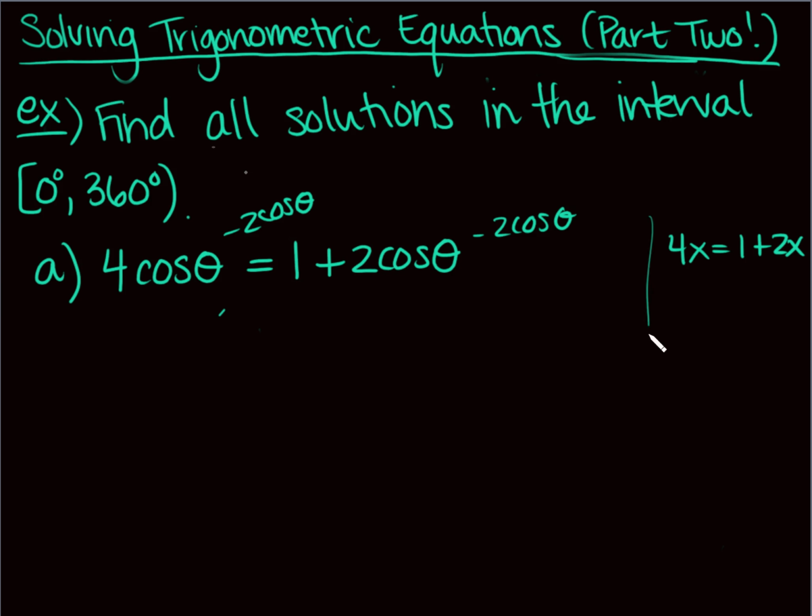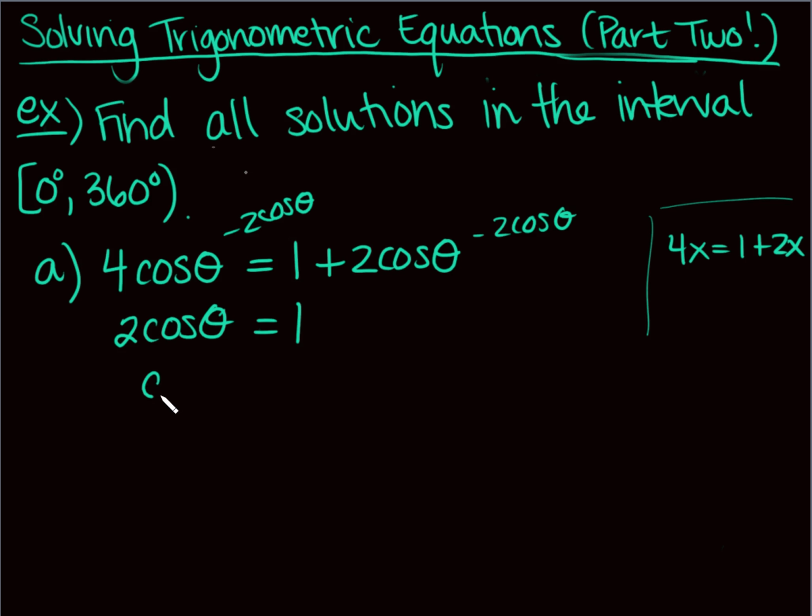Clearly, if I had something like this, right, I would subtract the 2x from both sides because I can get x by itself, and then I would divide. So that's exactly what I'm going to do here. I'm going to subtract the 2 cosine. I have 4 cosines minus 2 cosines. That leaves me with 2 cosines, right? And that's going to be equal to 1.